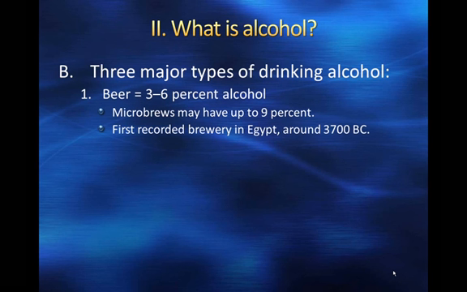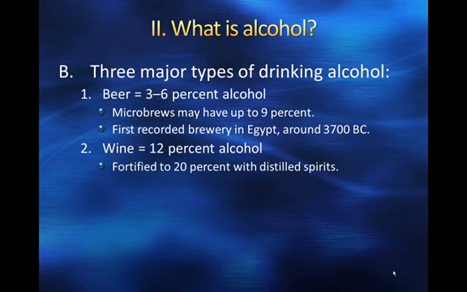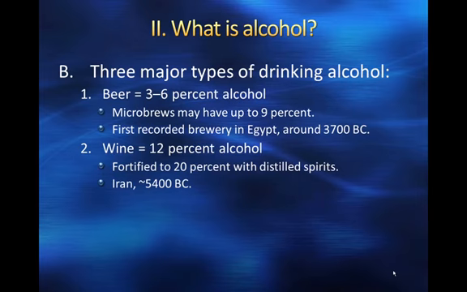Beer's been around a long time is the answer. Those of you who are familiar with this area, Asheville has more breweries than probably anywhere else in the area. I'm from Fort Collins, Colorado, which is about the brewing capital of the country. So, lots of beer. Wine tends to have a little bit higher percentage alcohol, about 12%. It can be fortified to 20%, which is usually done with distilled spirits. Both beer and wine are limited in how much alcohol content they'll have because of the fermentation process. Wine dates back to about 5400 BC in the area of Iran.